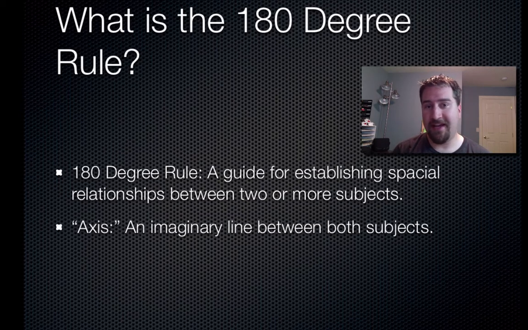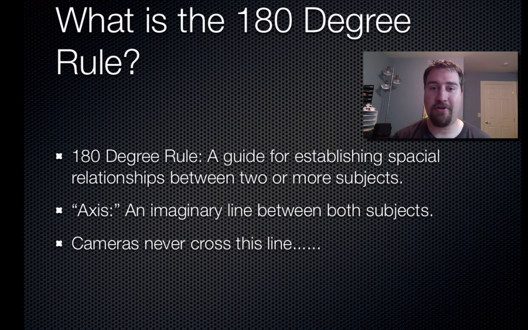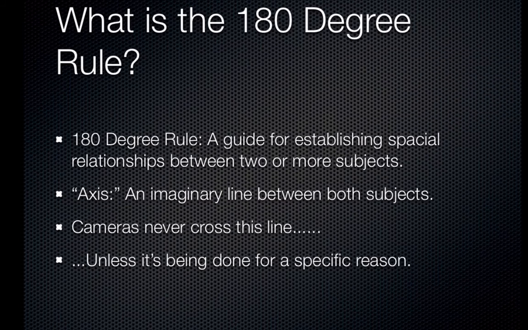This uses what's called an axis. If you were to have two subjects, say playing volleyball or shaking each other's hands, there'd be an imaginary line between the two of them. Now, the cameras never cross this line. If you line up a shot on one side of that line between your two subjects, you never cross it unless you're going to do it specifically for a reason to create an effect. Let's look at some examples.